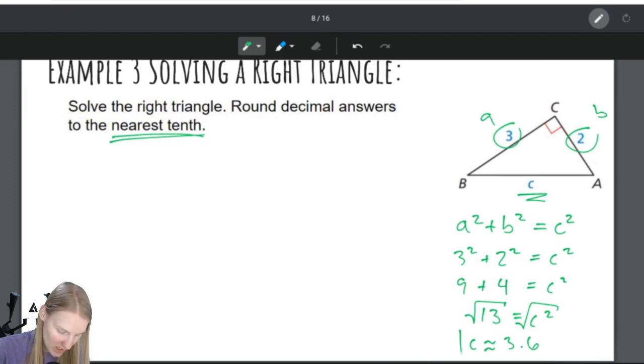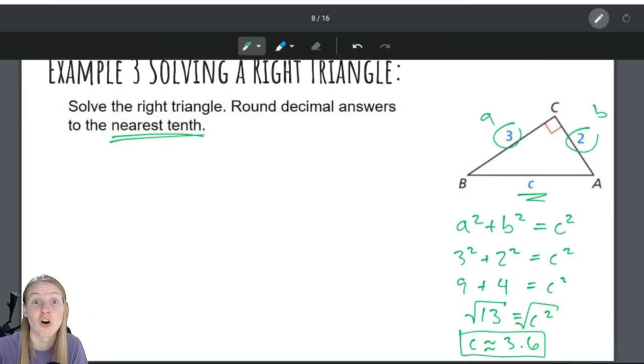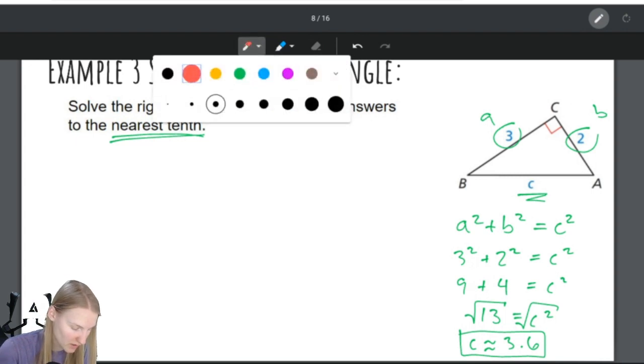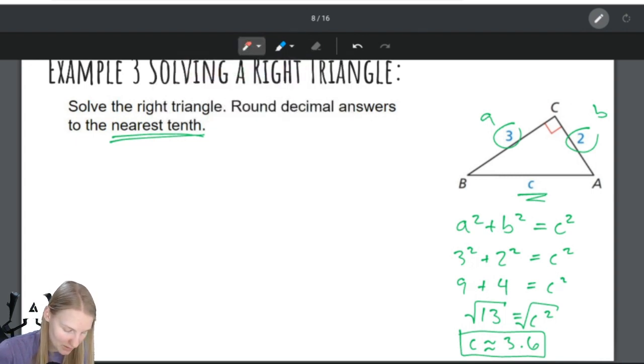So awesome, look at that! We already have all of our sides. All the sides are done. We just gotta find the angles. And look at that, we already have one of the angles, because it's a right angle. So, all we have to do is find the other 2 angle measures. So let's switch to a different color. And let's look at angle B first. Let's look at B. Okay.